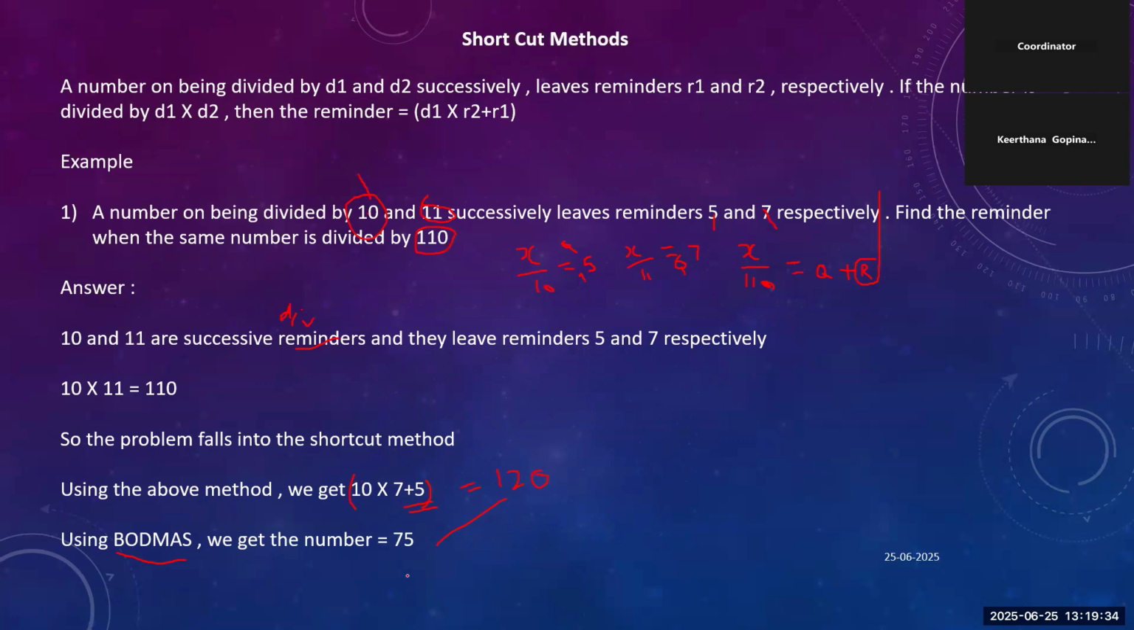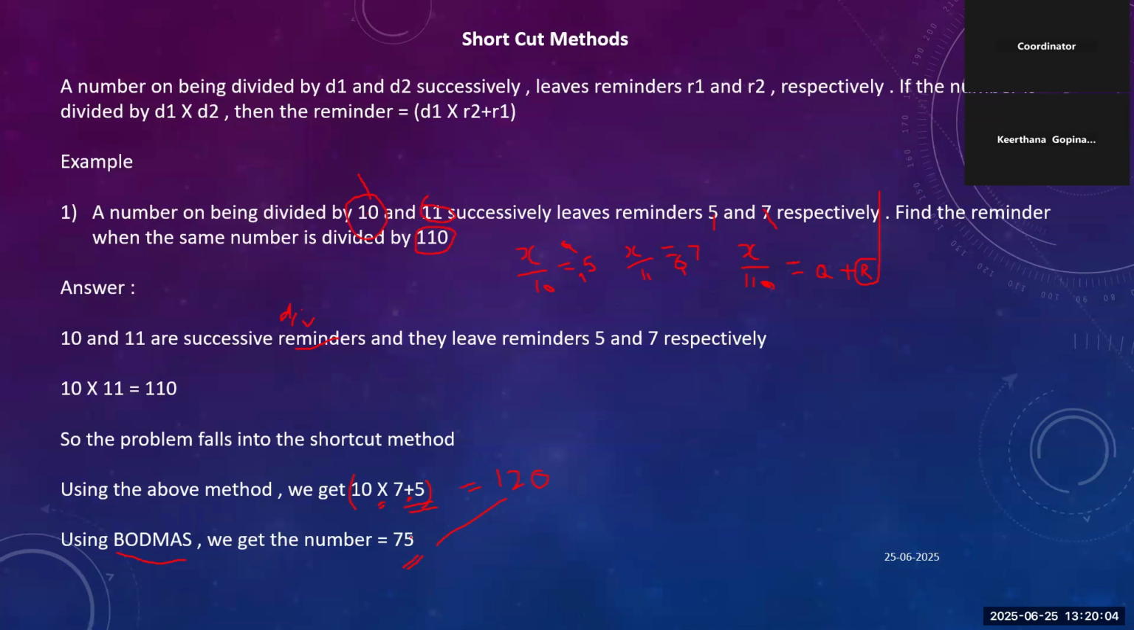If we don't use BODMAS, the correct answer here is 75. Please understand, if we don't use BODMAS, our answer will be 120, and your answer will be wrong. BODMAS tells you what to do in a multiple-operation sum, because you have multiplication and you have addition here. These are different operations in mathematics.